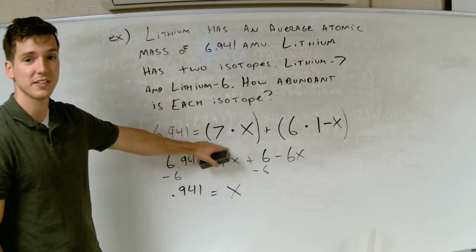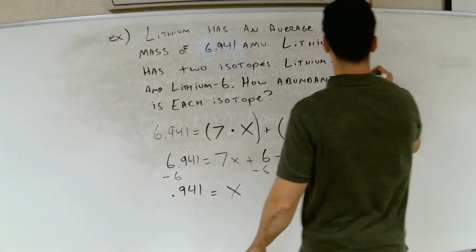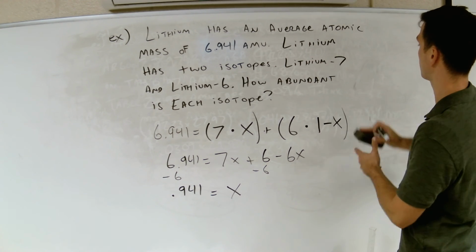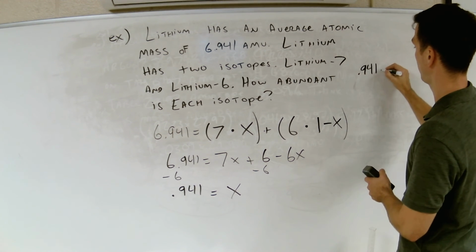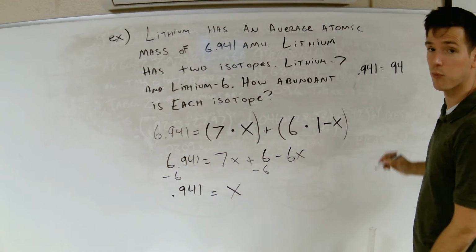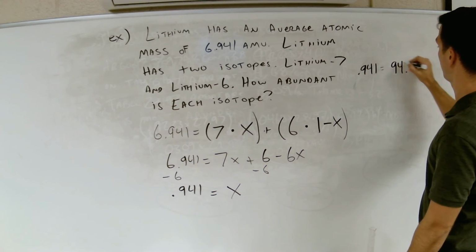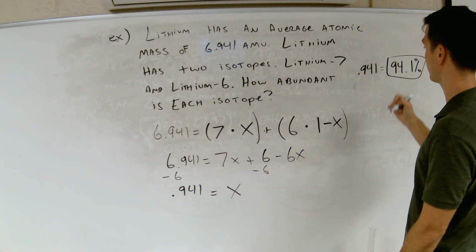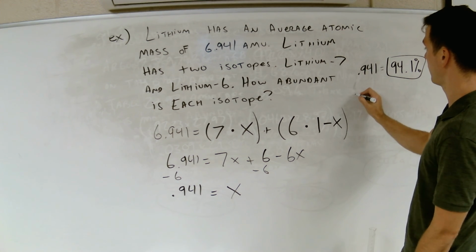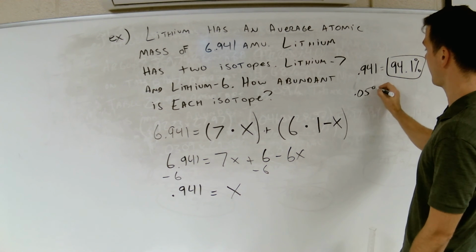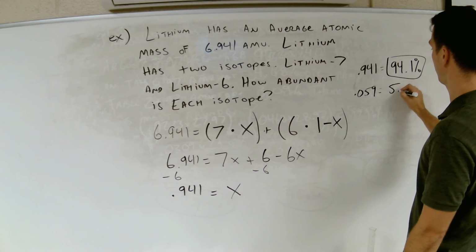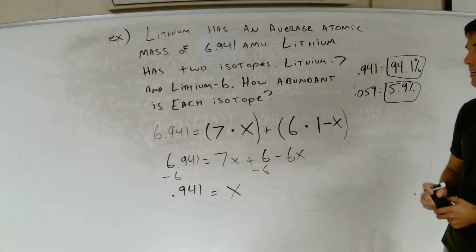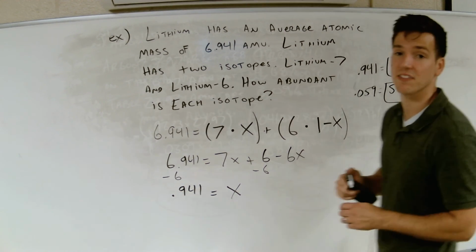So my percent abundance for 7 is going to be 0.941, which in percentage form is 94.1% for isotope 7. And for the other one, if we did 1 minus x, we would have gotten 0.059, which equals 5.9% for isotope 6.